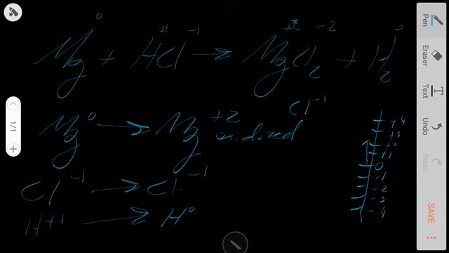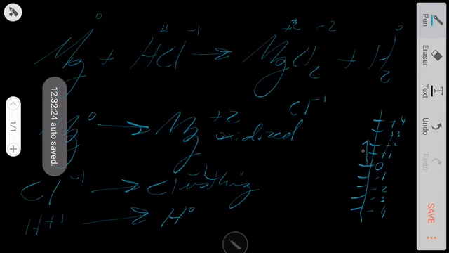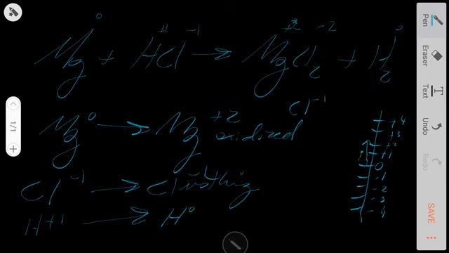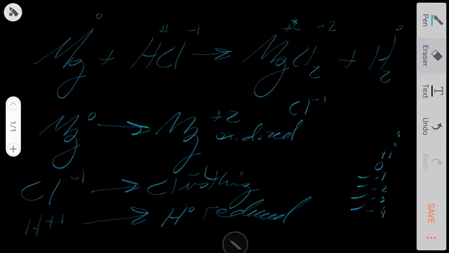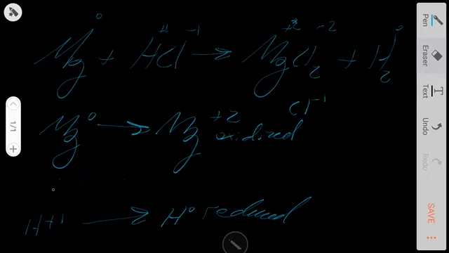And chlorine, nothing. Hydrogen went from +1 to 0. So in the hydrogen's case, it went from +1 down to 0. So because the hydrogen went down, it was reduced. So these are going to be the 2 that we focus on.